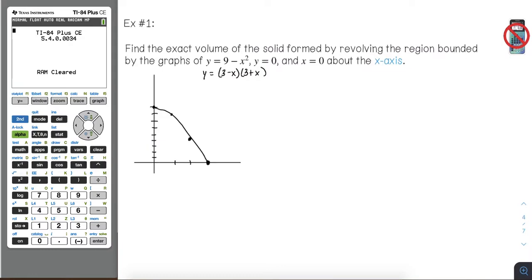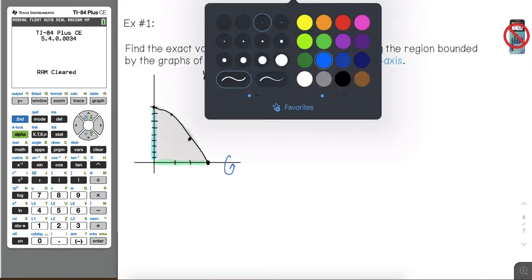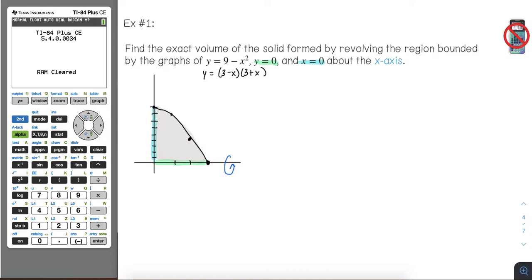So we got y equaling 0 and x equaling 0, and then we want to find the volume by rotating the area bounded between them. So we are rotating this area, and we are rotating it about the x-axis. So I first need to visualize my slices.